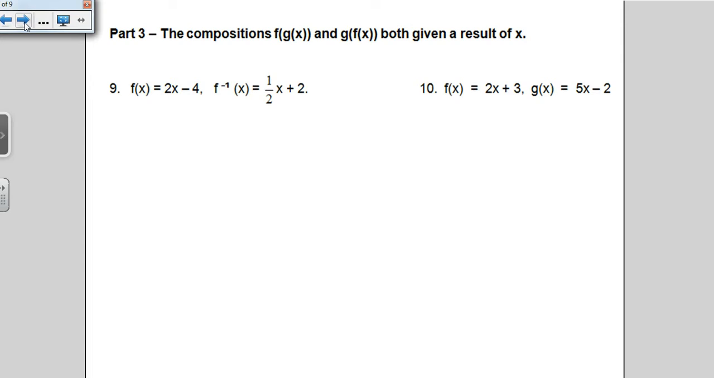Okay, the last property that was in that box says the composition of f of g of x and g of f of x both give a result of x. So they used a little bit of funky notation here. They said f and then f to the -1. You can change that f to the -1. Instead of being inverse notation, you can change it to g if you'd like. So what we're going to have to show, and remember f of g of x can also be written as f circle g, and g of f of x can be written as g circle f.